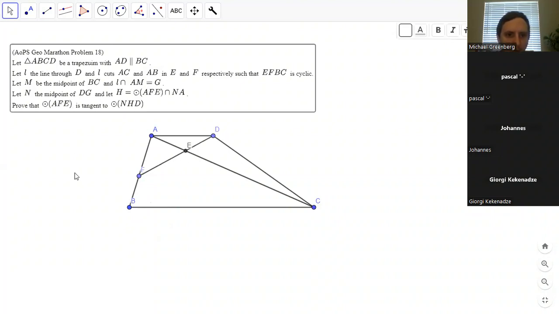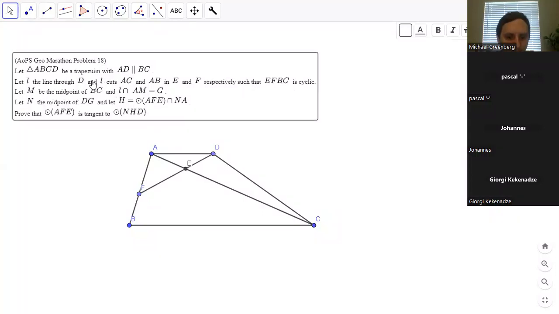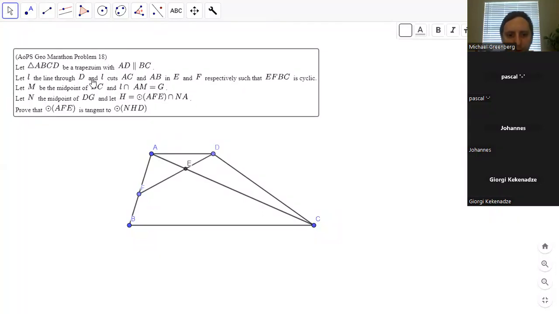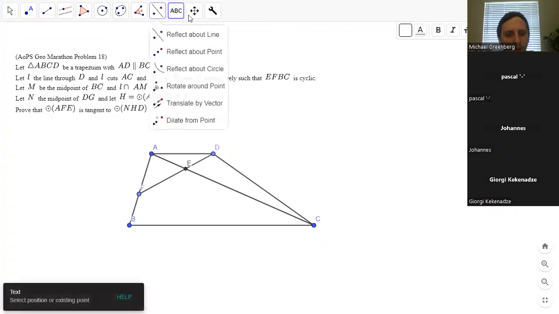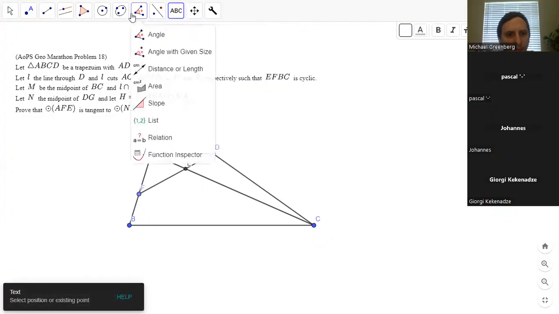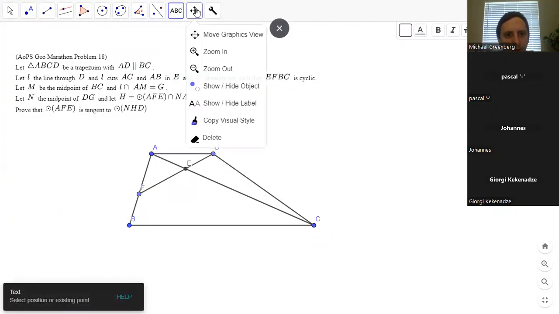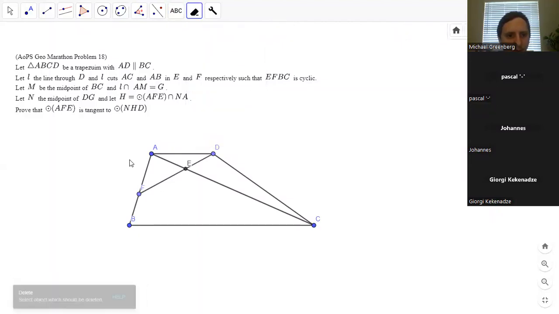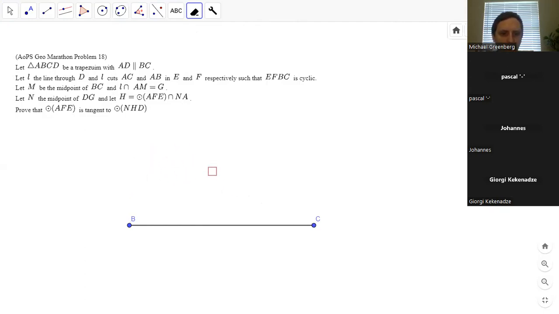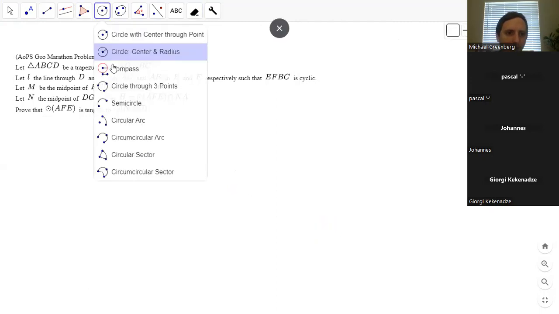Oh, so it's probably better to do the problem the other way. Start with the cyclic quadrilateral, and then, yeah. So let me do it that way. I don't know why they stated the problem this way, but you start with BFEC being a cyclic quadrilateral, and then you can construct the rest. It's probably a better way to do it. Okay.